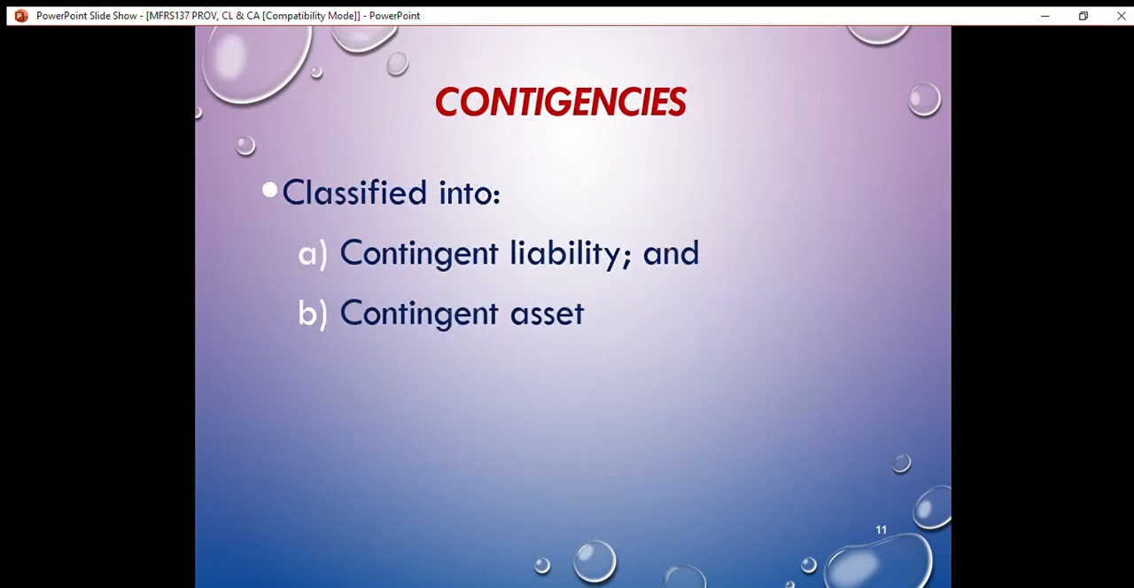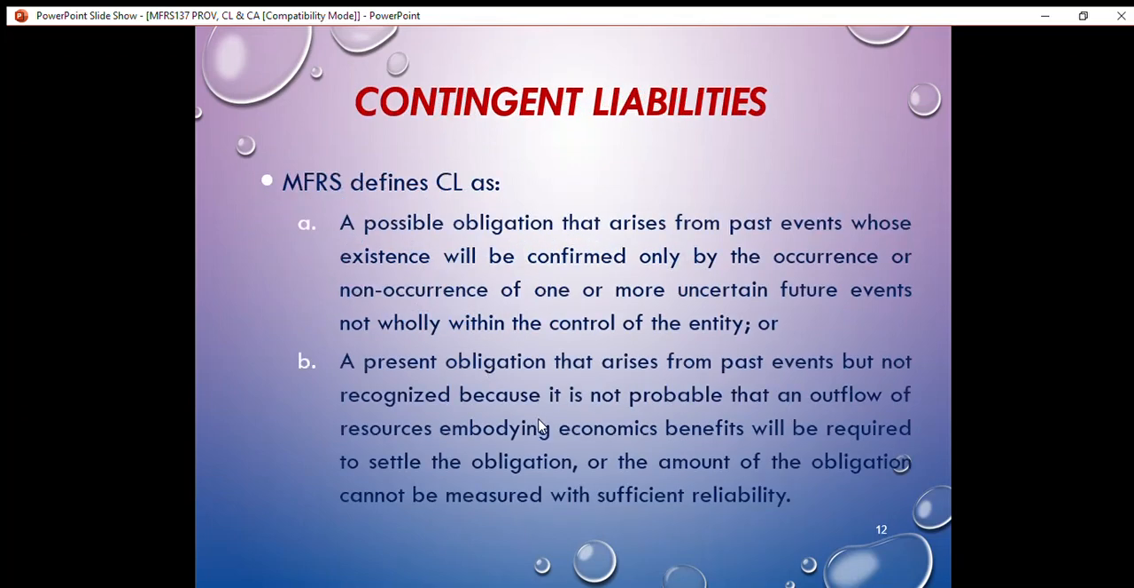Next one is about contingencies. Basically there are two types of contingencies. The first one is known as contingent liability and the second one is contingent asset. Let's have a look at the first one, contingent liabilities. What is the meaning of contingent liabilities? According to MFRS, contingent liability can be defined as a possible obligation that arises from past events whose existence will be confirmed only by the occurrence or non-occurrence of one or more uncertain future events not wholly within the control of the entity.